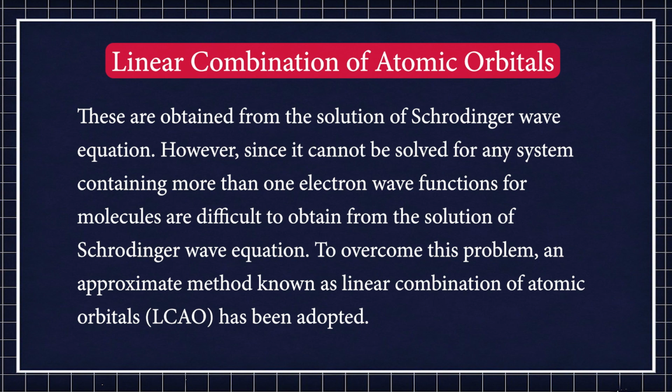However, since it cannot be solved for any system containing more than one electron, molecular orbitals, which are one electron wave functions for molecules, are difficult to obtain directly from the solution of the Schrödinger wave equation. To overcome this problem, an approximate method known as linear combination of atomic orbitals has been adopted.